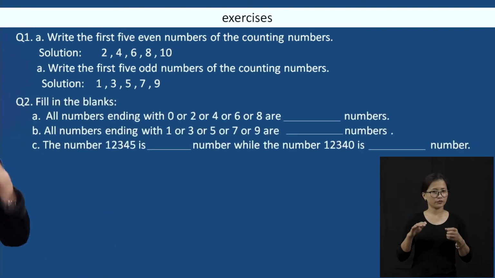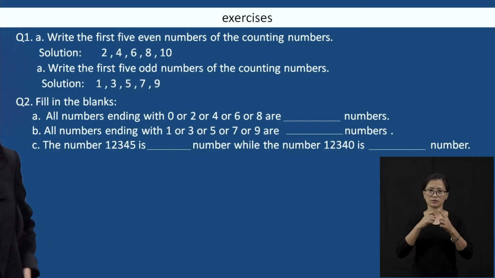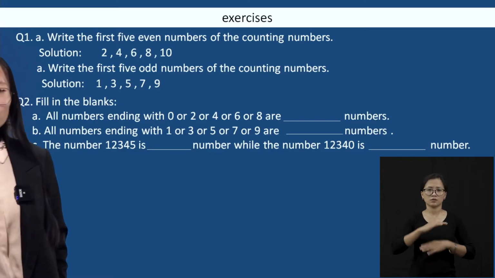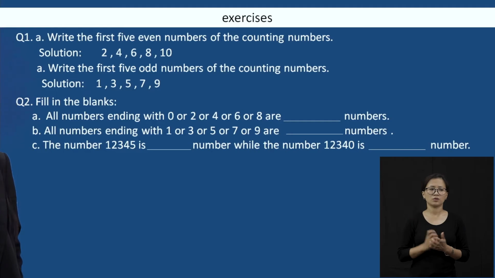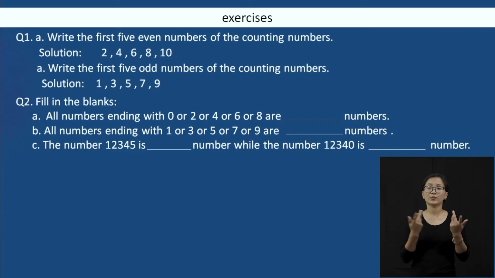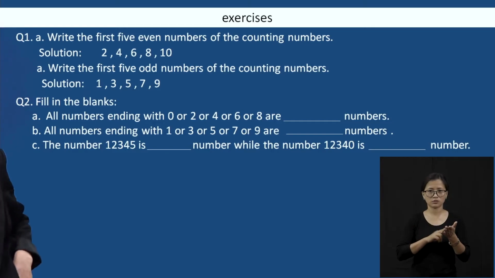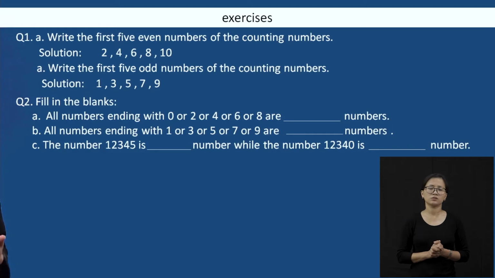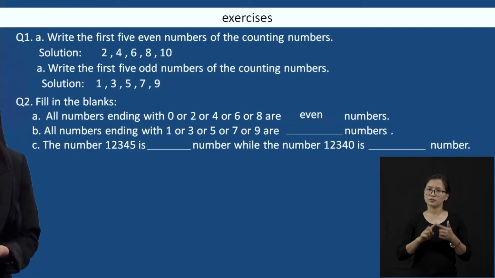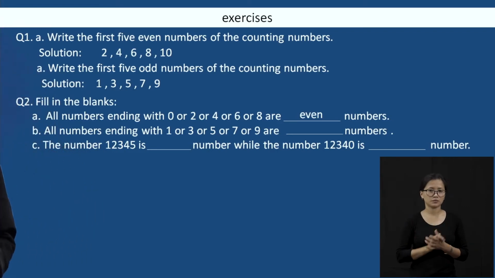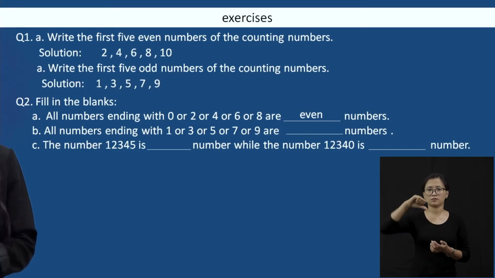Now fill in the blanks. Let's start with A. All numbers ending with 0, 2, 4, 6, or 8 are dash numbers. So what are these? Even or odd? 0, 2, 4, 6, or 8 are even numbers. Now, all numbers ending with 1, 3, 5, 7, and 9 are odd numbers.